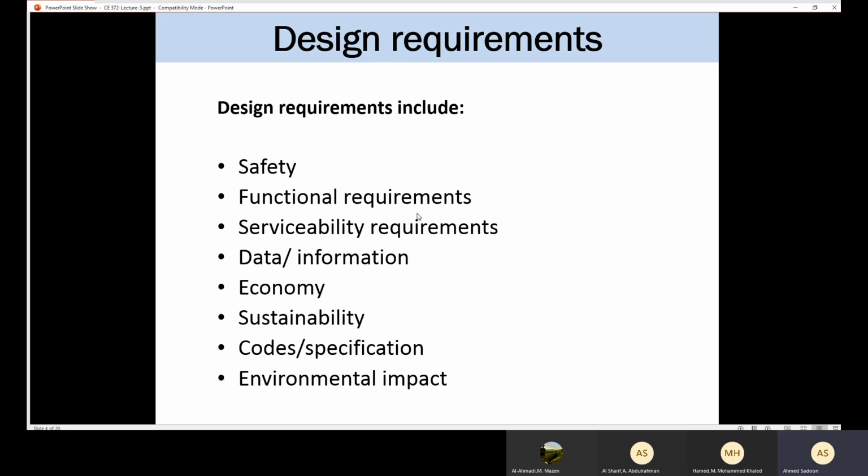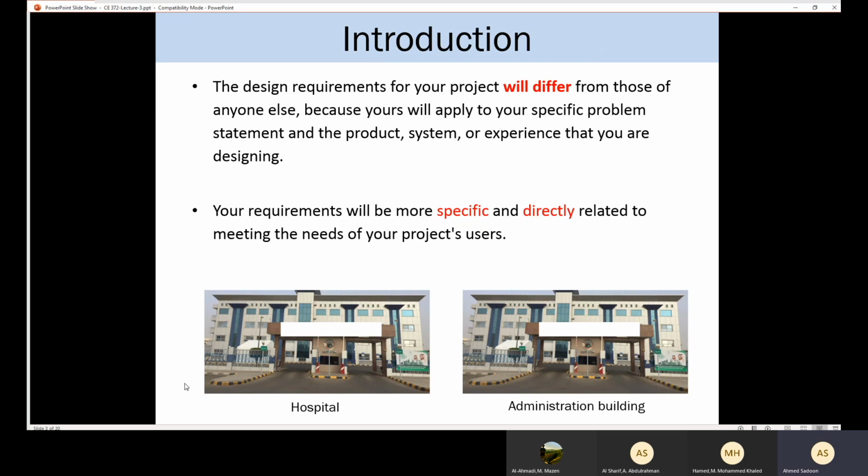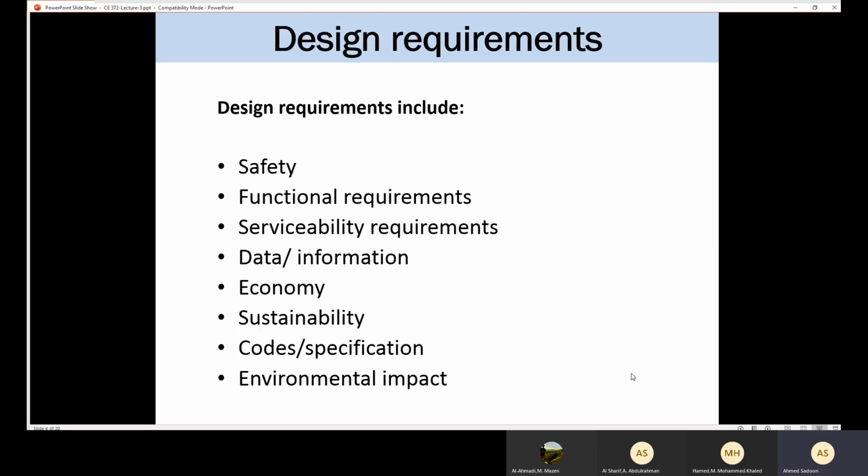Also the functional requirement. For example here, what is the purpose of the hospital? We need to serve the patients, while here we need to serve the customers. And here we need to provide rooms with special equipment in order to cure people, or here we need to have services to serve the customers. So also the functional requirement is going to be different from one project to another.